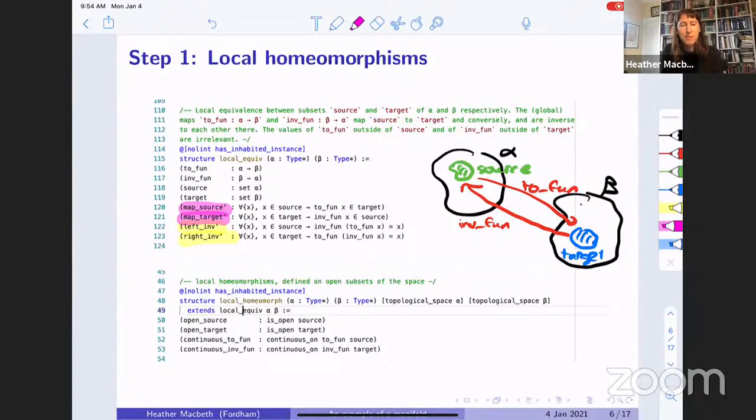And then a local homeomorphism is a local equivalence that is also continuous and has open source and target. So these are pieces written by Sebastian, as all the RAIN infrastructure is, I guess, a year or two ago. Now, the local homeomorphisms are going to be the main component of making a manifold, so we need to figure out what the local homeomorphisms will be for the sphere.